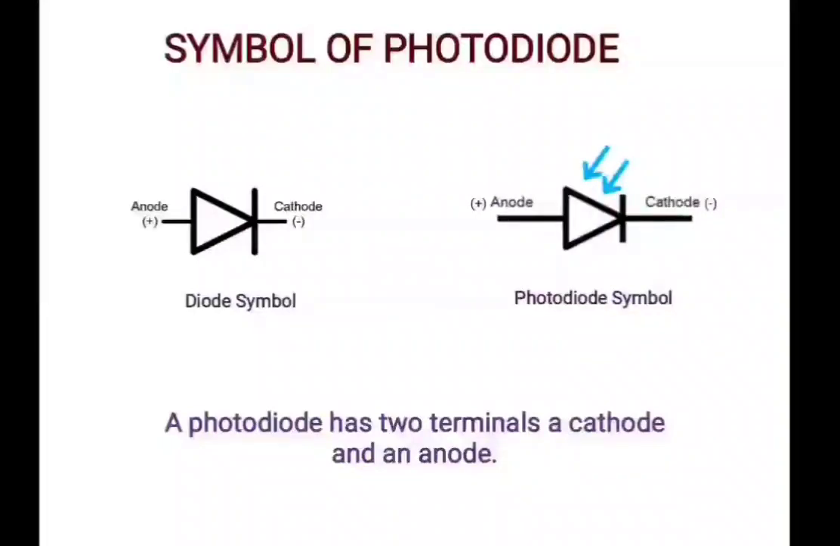The symbol of photodiode is similar to the basic diode symbol. Here, there is an addition of two inward arrows which indicate the direction of light. Whenever the light falls on the photodiode, it generates photocurrent. It has two terminals, a cathode and an anode. The cathode terminal is connected to N-type material and the anode terminal is connected to P-type material.